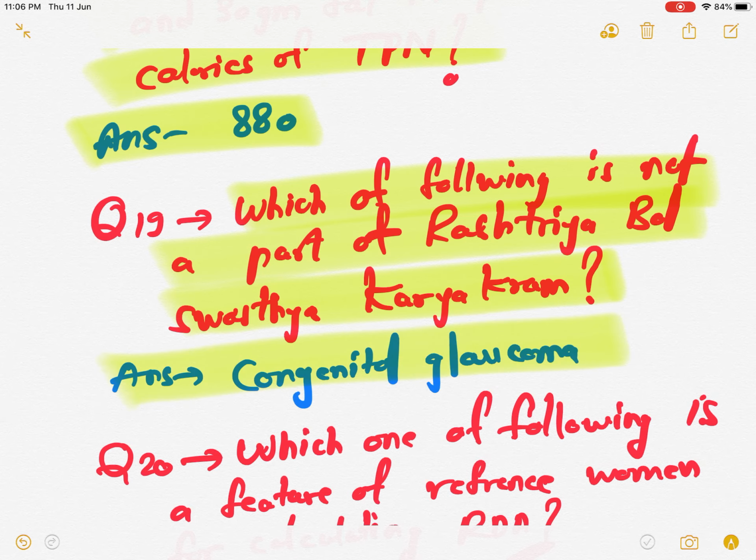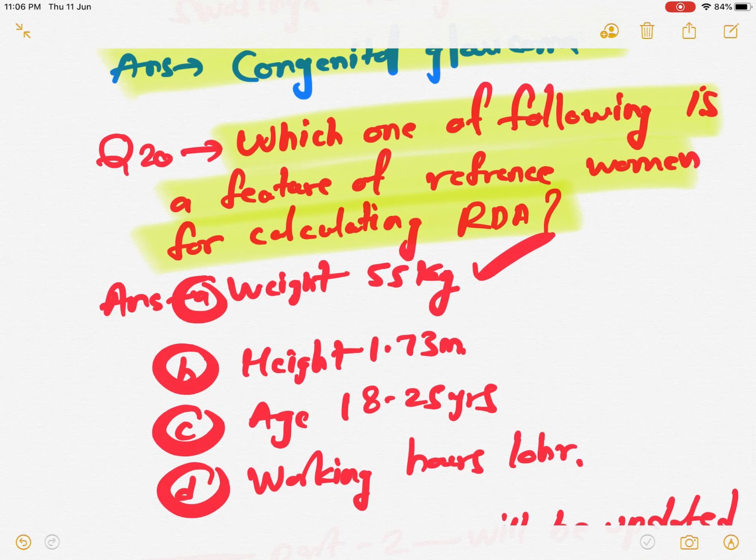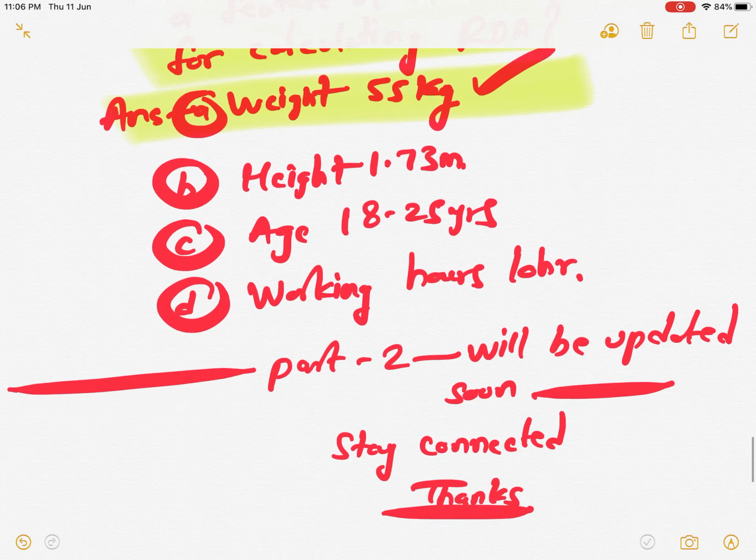Question: which of the following is not a part of the Rashtriya Bal Swasthya Karyakram? Answer is congenital glaucoma. The next question is, which of the following is a feature of a reference woman for calculating the RDA? We carefully study, then we get the weight of 55 kg as the best possible answer for the feature of reference woman for calculating the RDA.